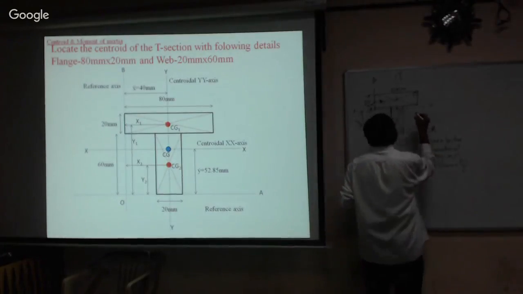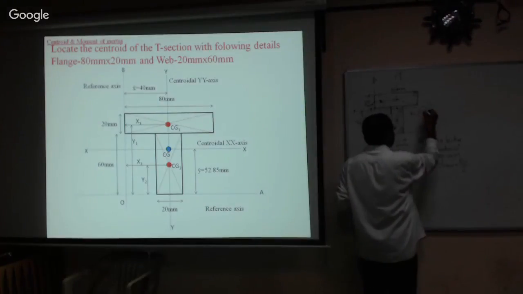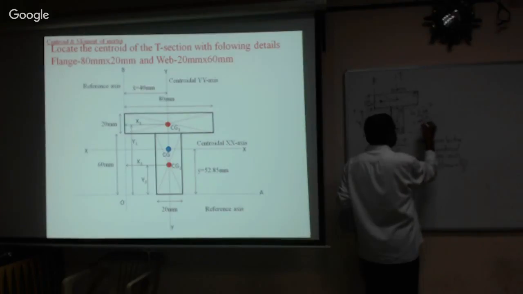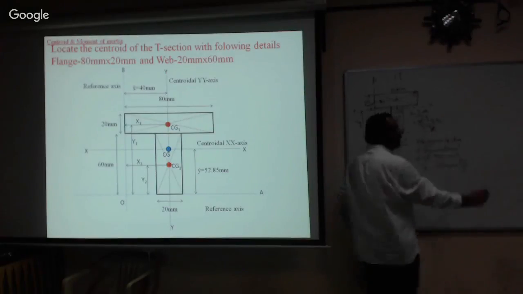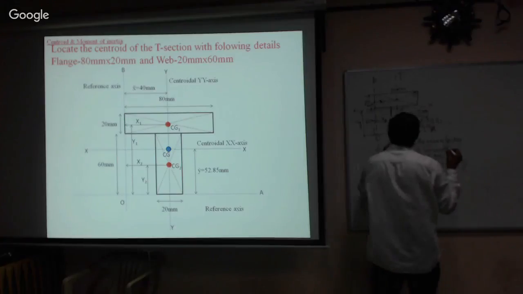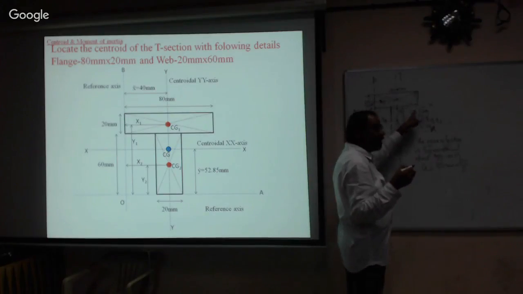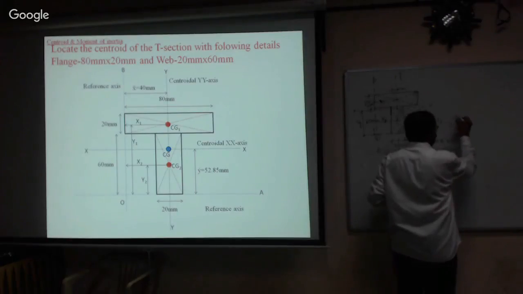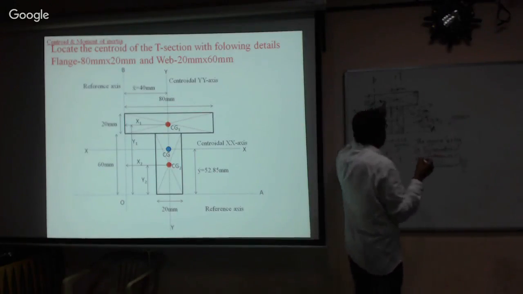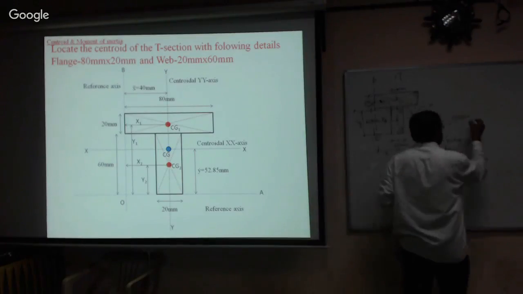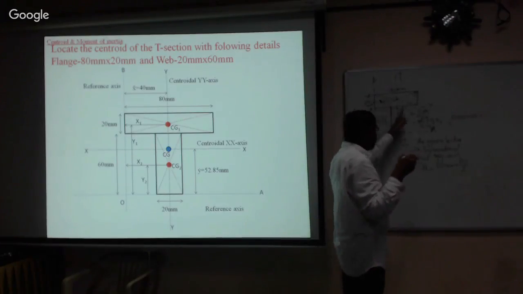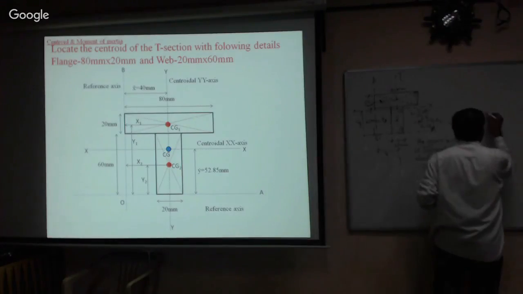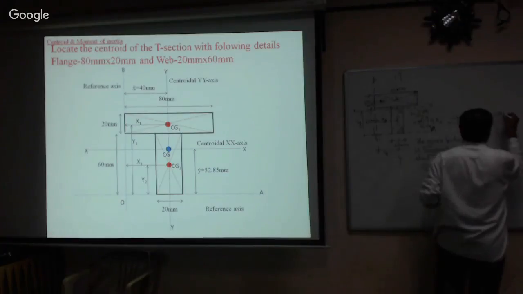Now we know that x bar is equal to sigma ax divided by sigma a. Therefore, a1 x1 plus a2 x2 divided by a1 plus a2. Now let us substitute it. 80 multiplied by 20 is the area. x1 is 40, isn't it? Plus, similarly, 20 by 60, 20 mm by 60 mm.